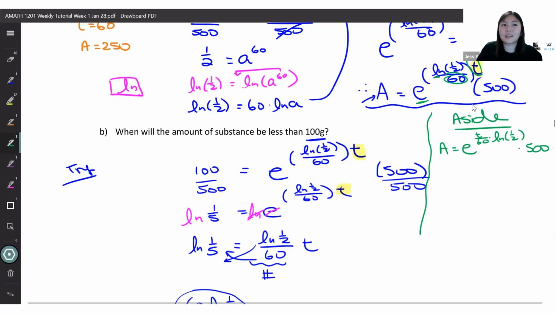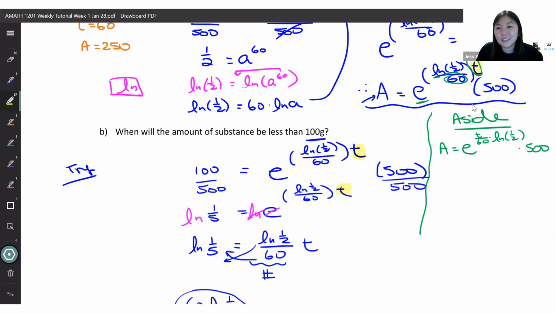And then use your ln rules again. Your ln rules are so powerful in this course. You keep using them. t over 60, that's a number times ln of 1/2. I can bring this up as an exponent using my ln rule. So this is A equals e to the power of ln of 1/2 to the power of t over 60, times 500. And the beauty of this is that e and ln are side by side now. They cancel. So we have A equals 1/2 to the power of t over 60, times 500.